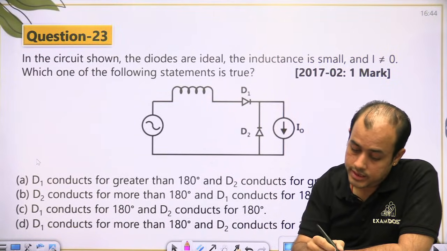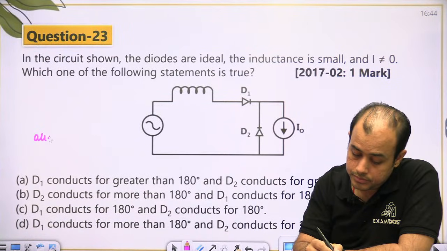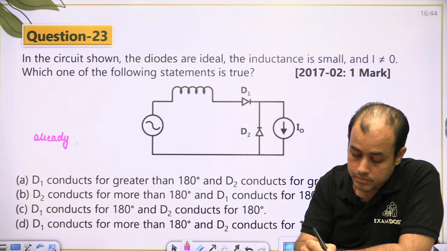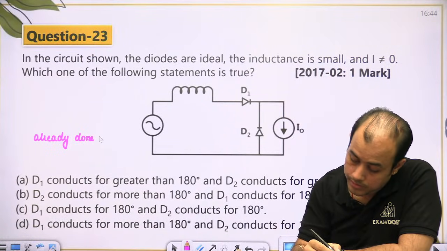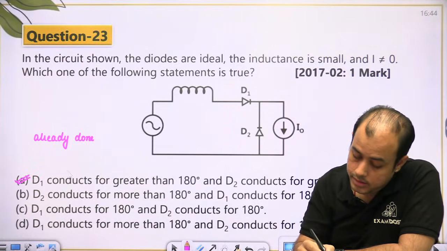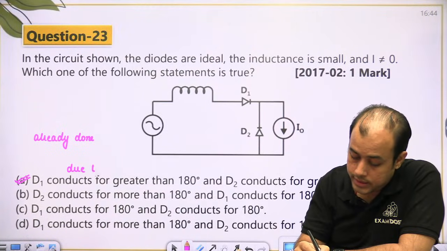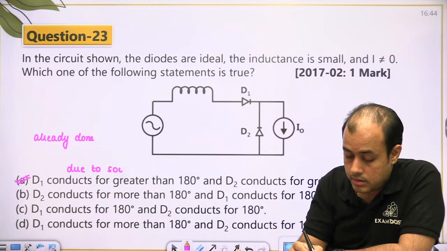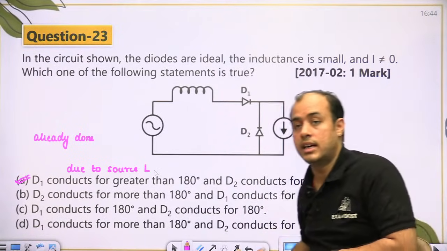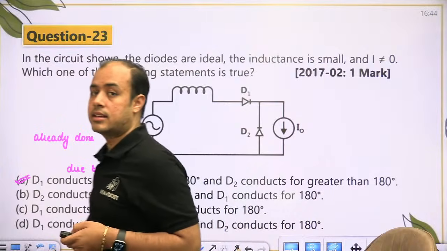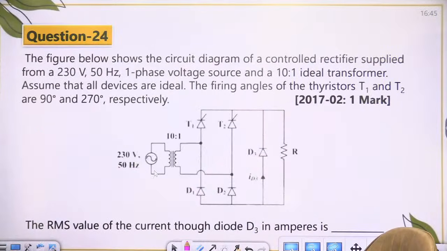ये वाला हम लोगों ने कर लिया था ना? Due to source inductance, both the devices will conduct for more than 180. Ideally, they should conduct for 180.